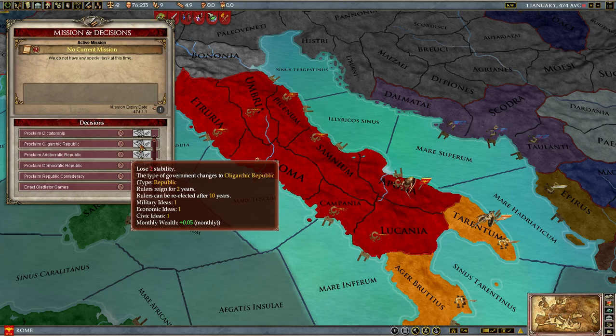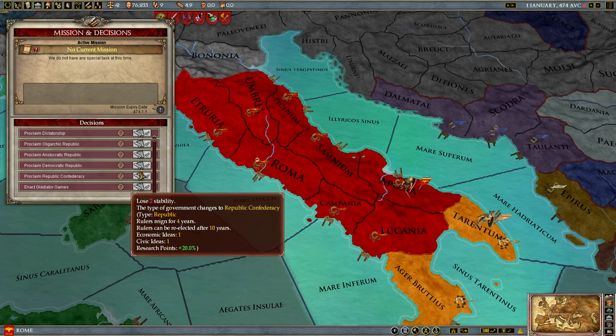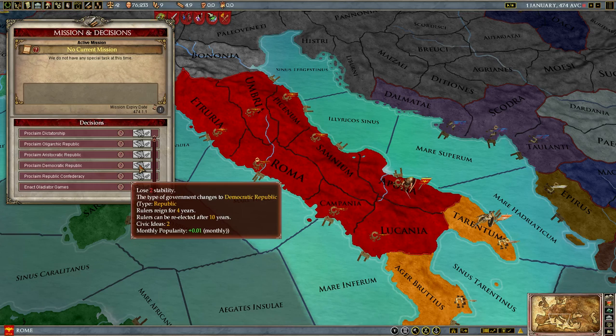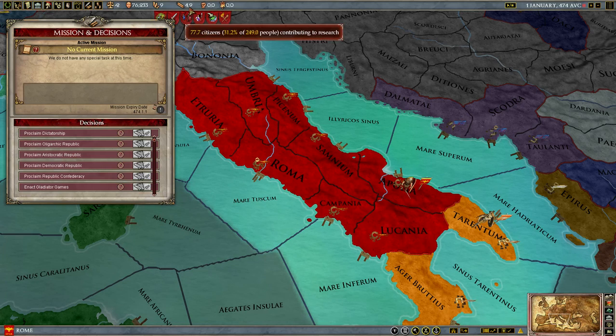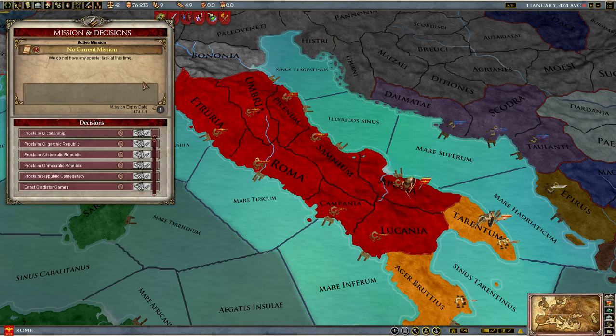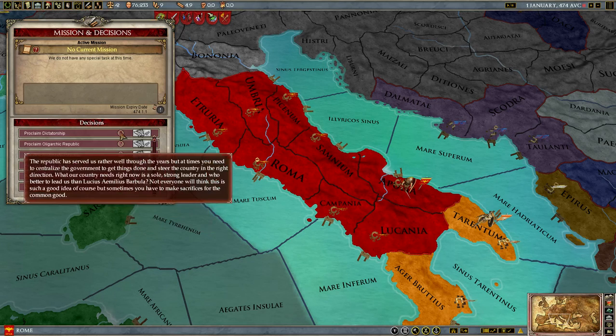Oligarchic republics are okay, I guess. They're pretty bad. Democratic republic has monthly popularity, which is pretty bad. And you lose out on an idea to get that. And you have to take 2 civic ideas guaranteed to get that. It's not a great form of government. Republic Confederacy has 1 economic, 1 civic idea, but has a bonus research points to 20%. If you're behind on tech, a Republic Confederacy can do wonders. That is 20% applied after your citizenry, so it's not bad. Not bad. It's okay.